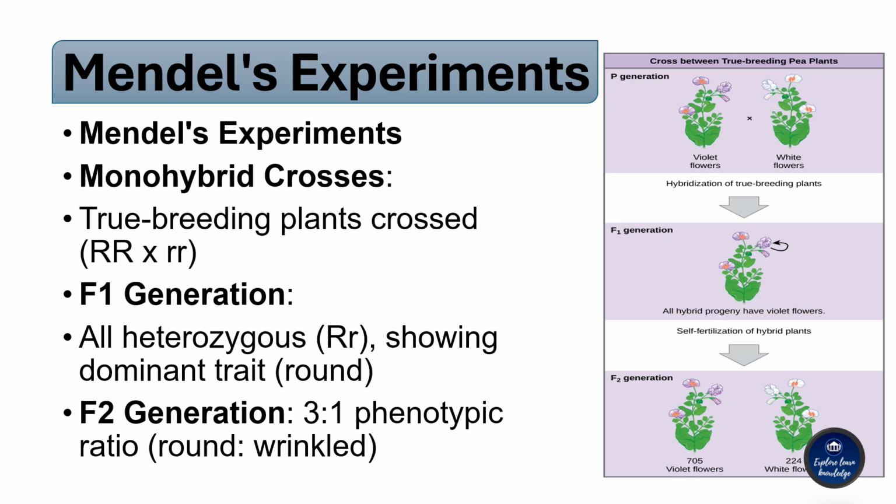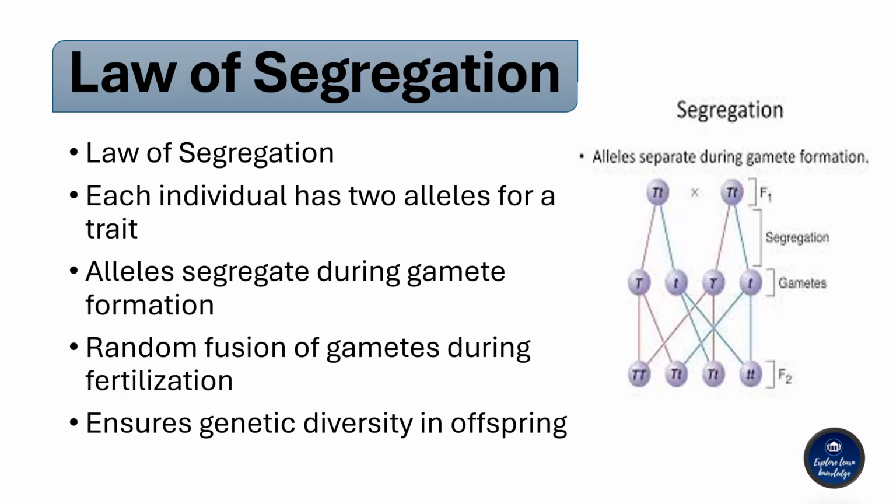He then allowed the F1 generation to self-pollinate, resulting in the second generation, or F2. The F2 generation showed a 3:1 phenotype ratio of round to wrinkled seeds, revealing the segregation of alleles. From these experiments, Mendel proposed the law of segregation, which has several key points.